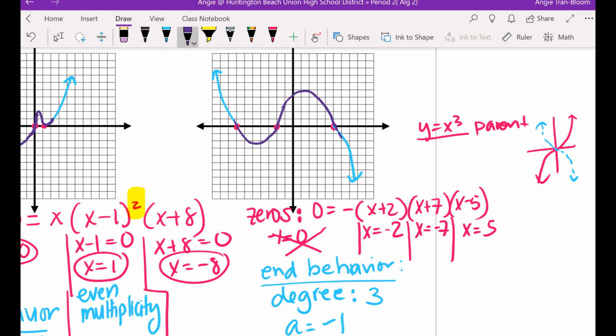Okay, so later in pre-calc, you're going to learn how to get these min and max values, but right now we're just going to sketch it out.